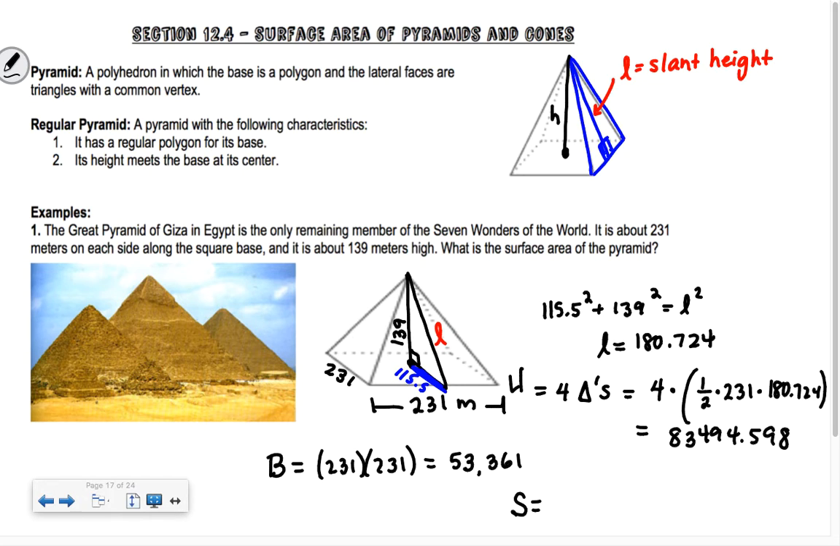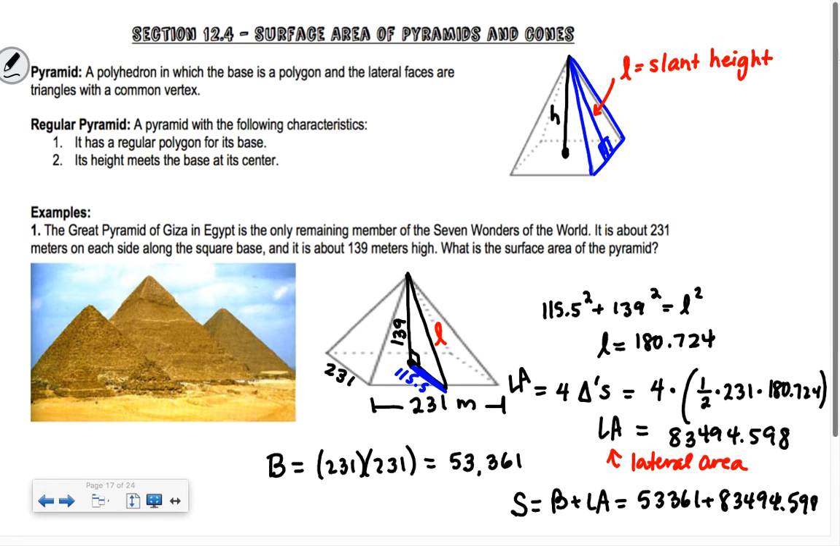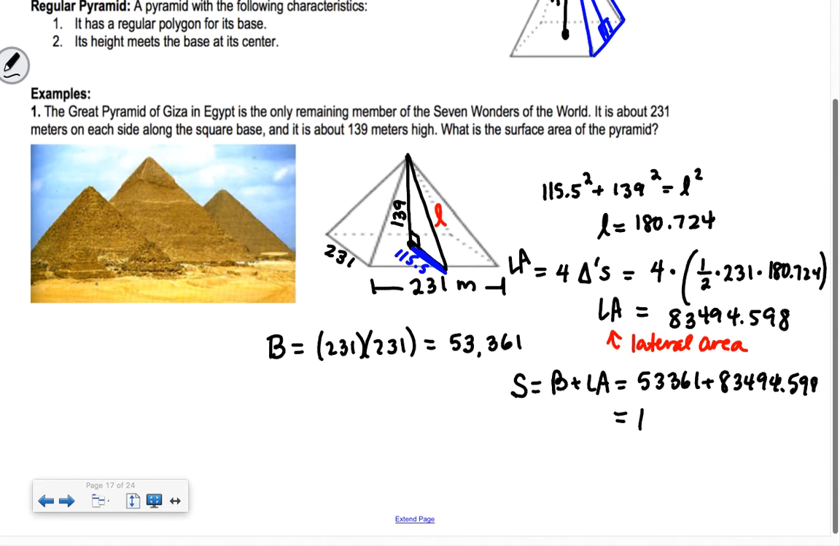So our last step is to add our area of the base to that lateral area. I'm going to write this as LA for lateral area. So we're doing the area of the base plus our lateral area. We get 53,361 added to 83,494.598. Lots of numbers. All day, every day, lots of numbers. So that's our lateral area, and that's in meters, or our surface area, and that's in meters squared. Okay, so it's a lot.